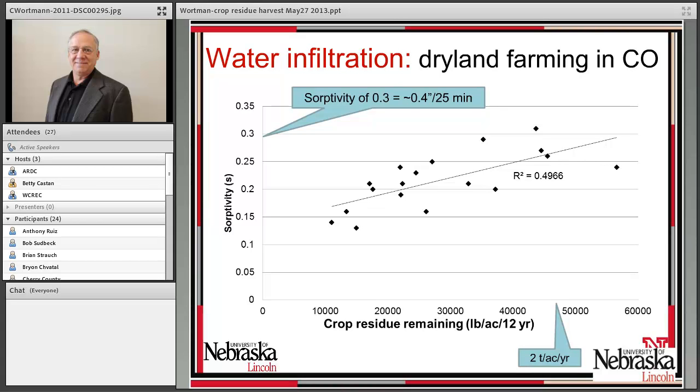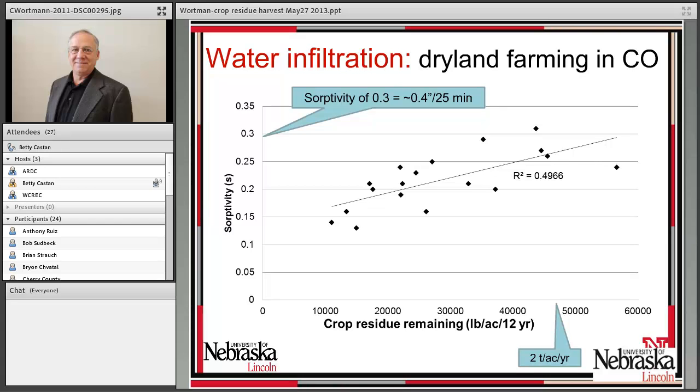And if we look at the x-axis, we have crop residue remaining total over 12 years. So this study had been going on for 12 years, and some measurements were made on soil physical properties at the end of this. The 2 ton per acre rate is here. So quite low productivity, not much crop residue going back.